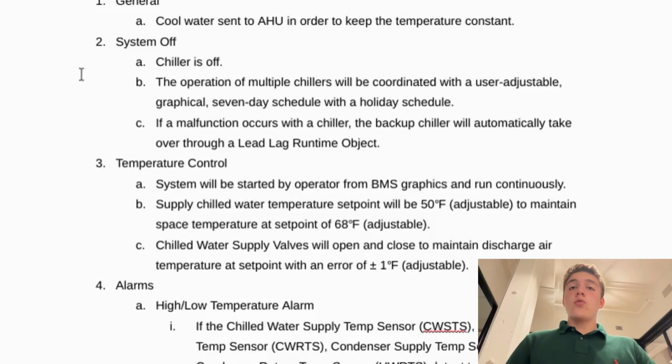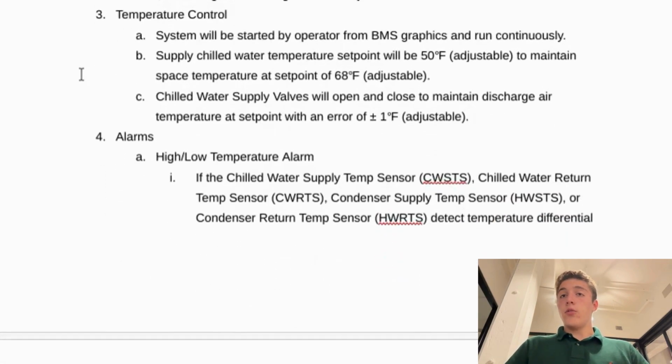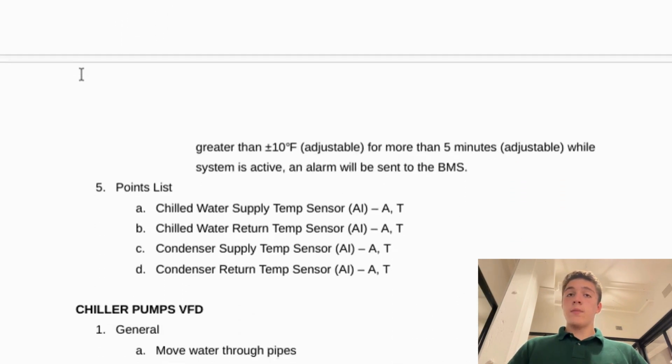Next, we have a temperature control. This will be run continuously and will keep the water at around 50 degrees Fahrenheit. Again, about the numbers, I'm not sure if these are completely accurate, so please let me know if these are very wrong. In order to keep the air at around 68 degrees, we're going to have the water at around 50 degrees. Then the allowable error will be 1 degree Fahrenheit. We'll have a high-low alarm for temperature. Make sure that it stays within 10 degrees Fahrenheit for 5 minutes.